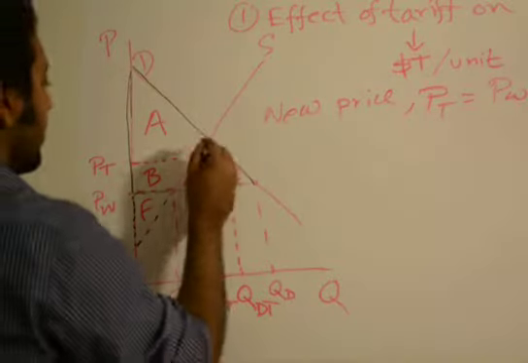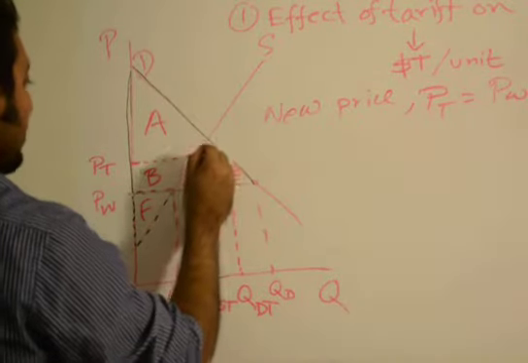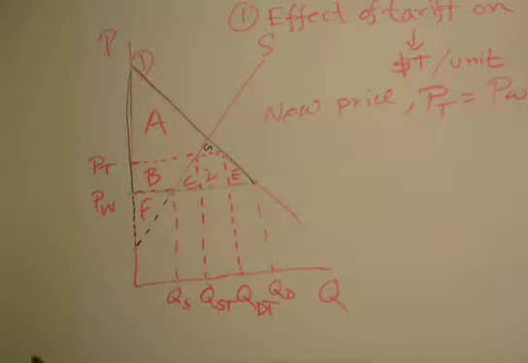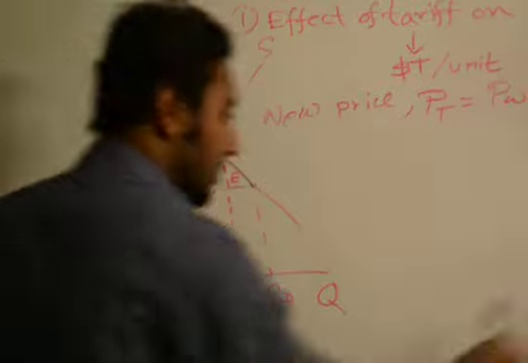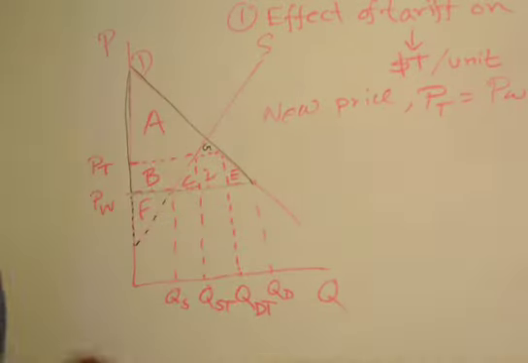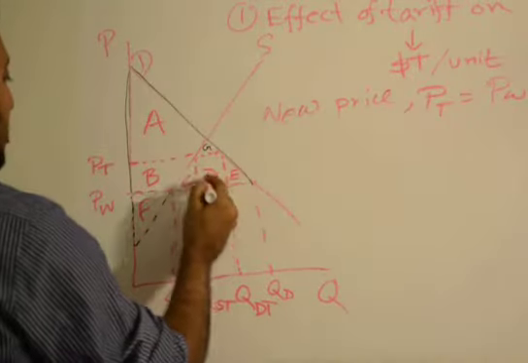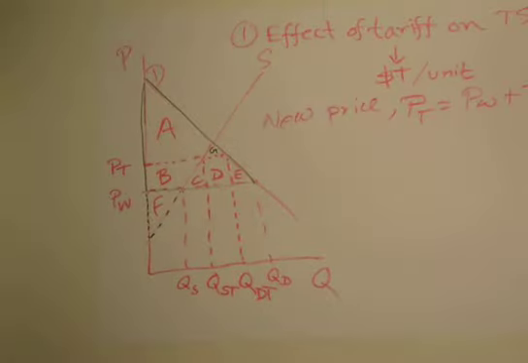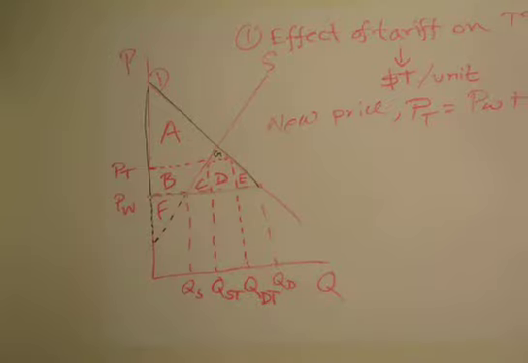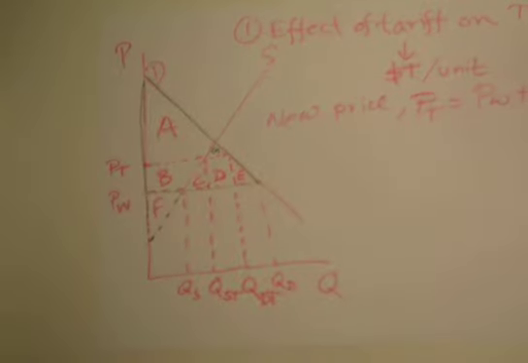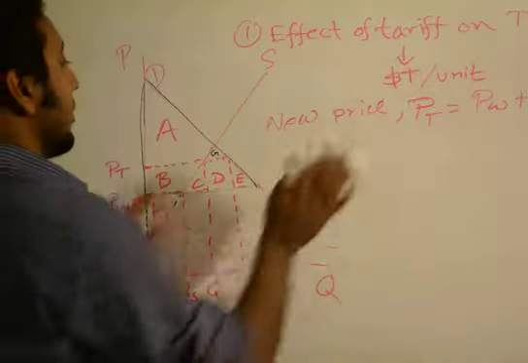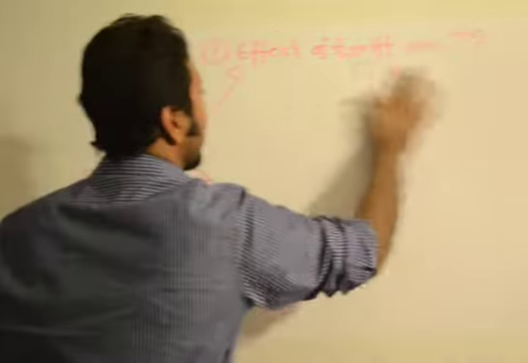This is G. This is G, and this is D. All right. Okay. Now we are ready to do our analysis of the effect of tariff on total surplus. I'm gonna erase this from here. I'm gonna need some space.